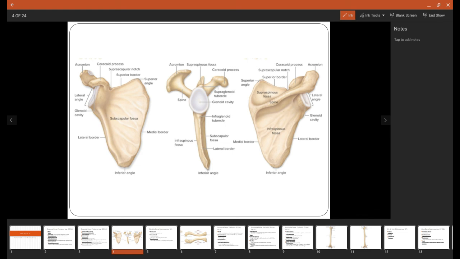As we take a look, the first thing we want to do here is find the spine. This big structure right here tells you this is the posterior side. So let's go ahead and label this as posterior. Now, if you follow the spine right here all the way to the end, you'll see the big bump, which is the acromion. We don't really see a whole lot of it here, but we'll see it better in just a moment from a different view. In front of it is where we find the coracoid process.